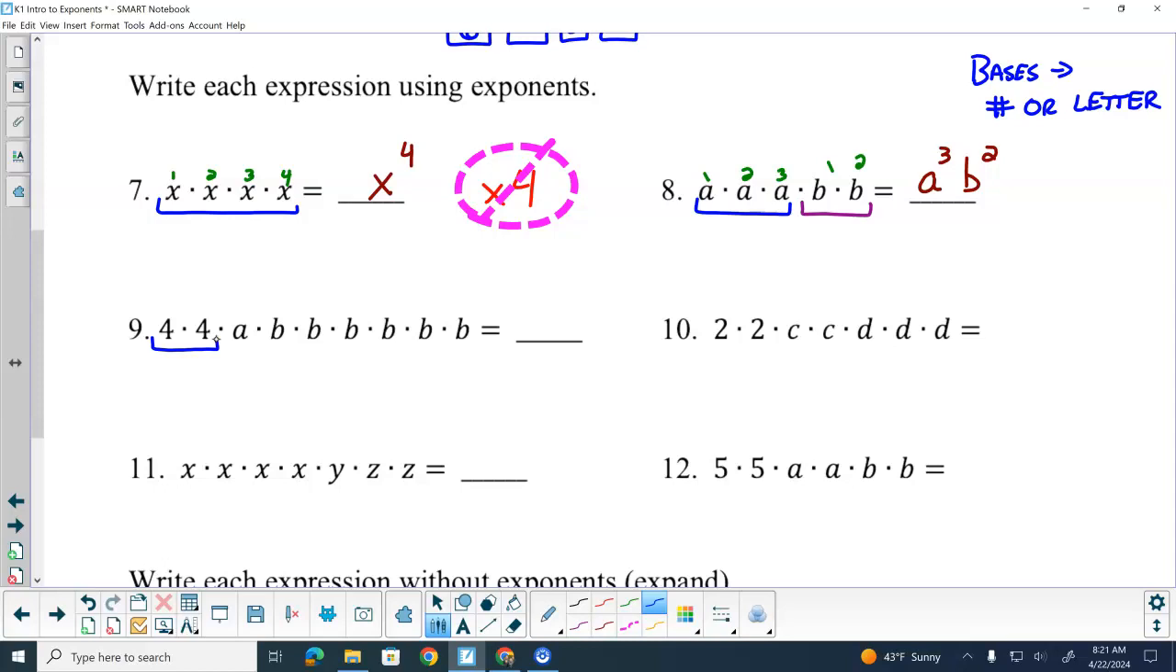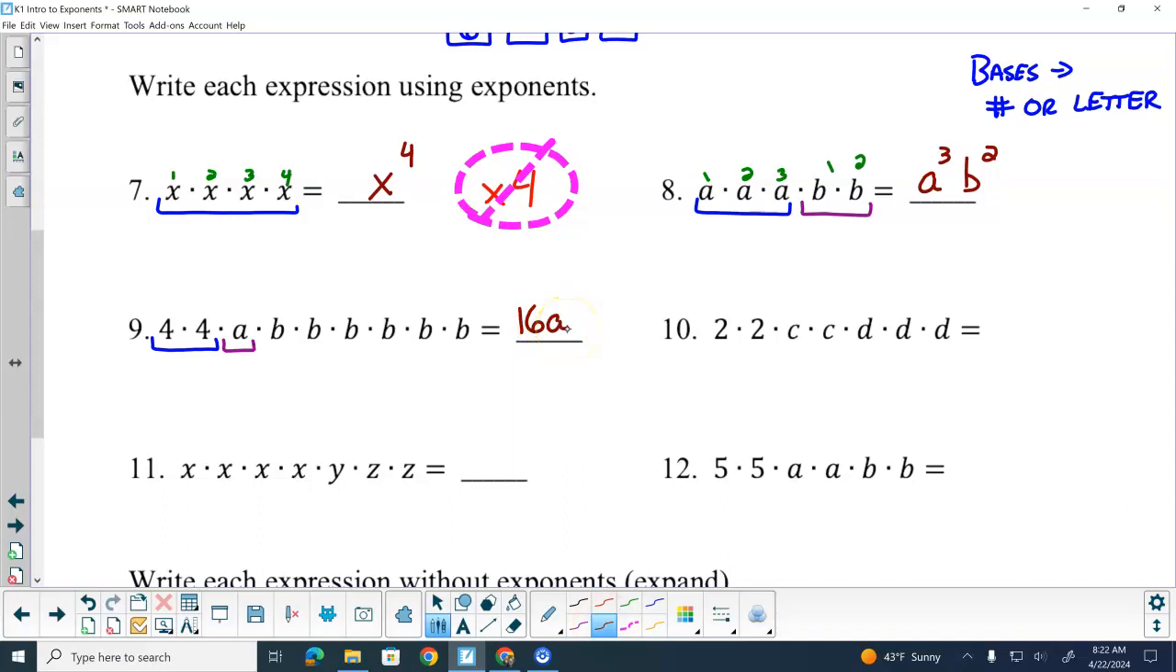16. So this is going to be 16. Right? Then I look for my next base. My next distinct base was A. Right? Okay, how many A's do I have? 1. So we are just going to write that as A.